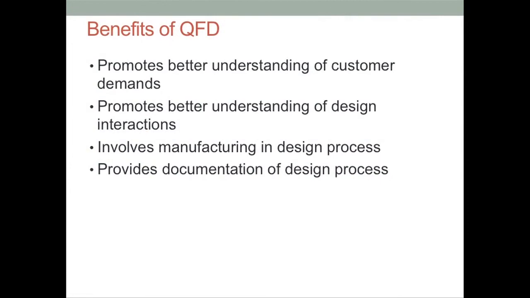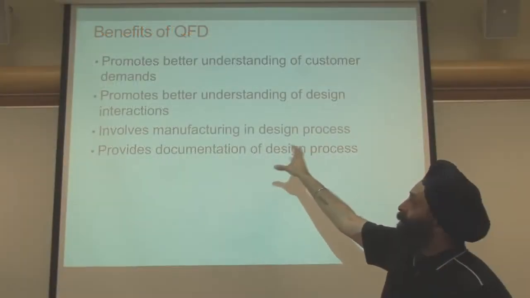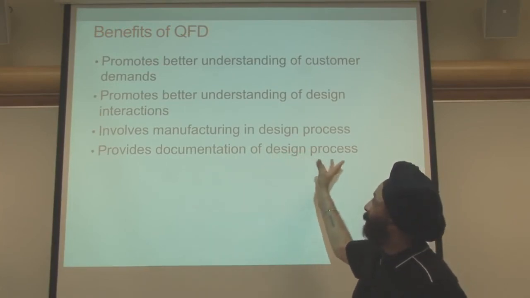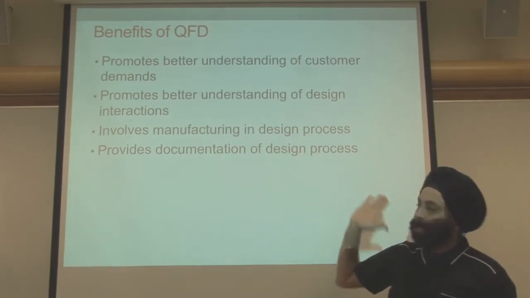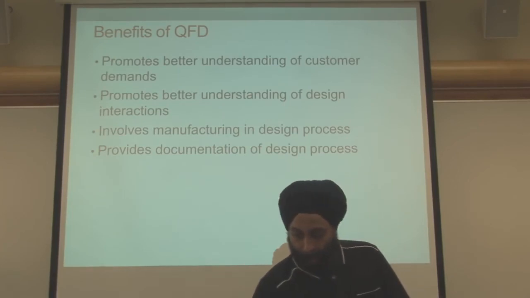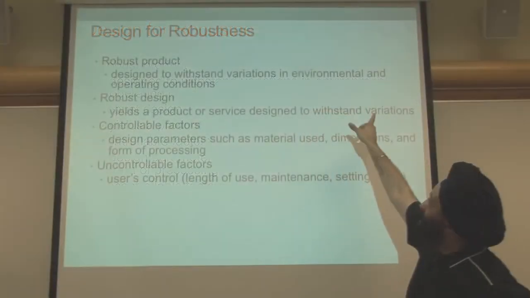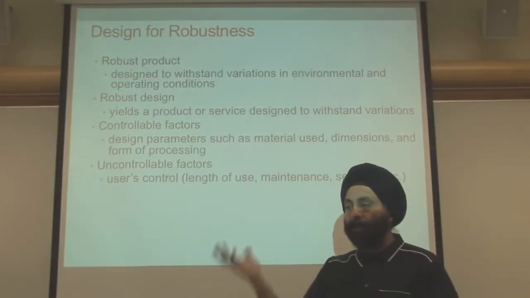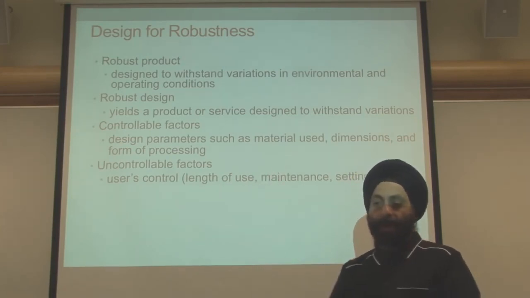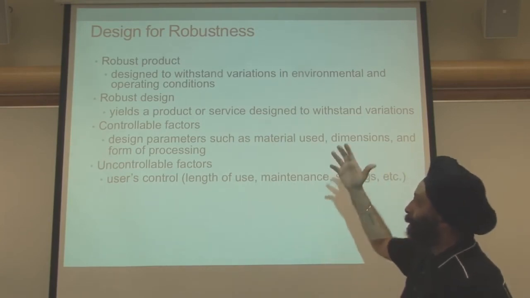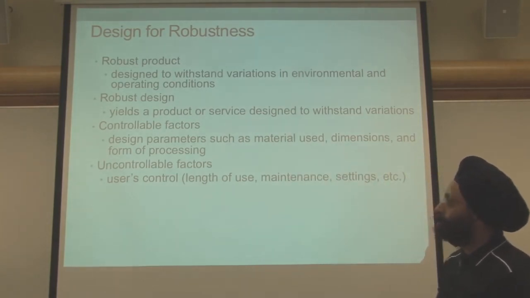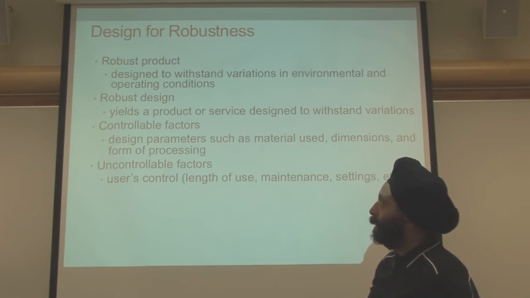Benefits of quality function deployment: it promotes better use of customer demands and better understanding of design interaction. It involves the manufacturing design process and provides documentation of design in this case. Now, the last topic we have is design for robustness, which is a robust product designed to withstand variations in environmental conditions. So even if you use the product in extreme heat or a hazardous condition, it still will perform without any fault or defects.